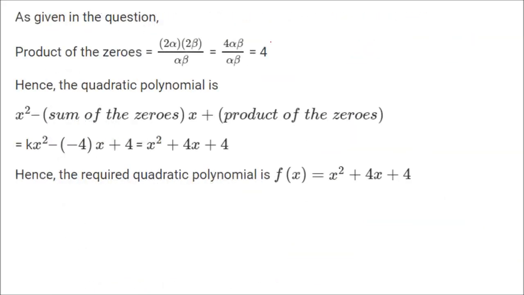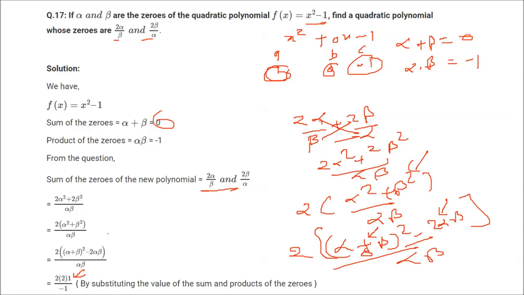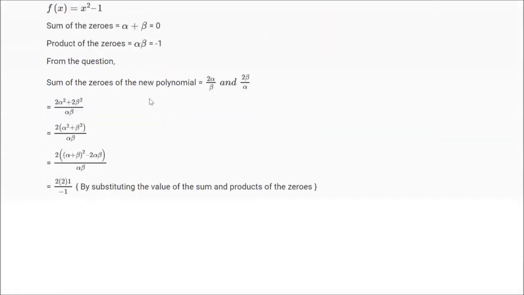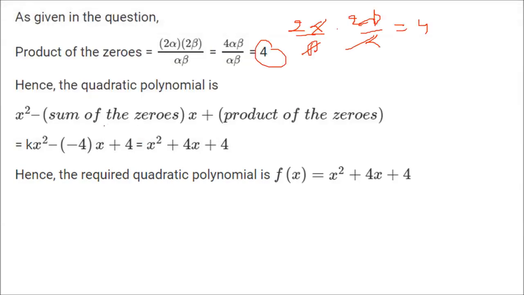Okay, now let us multiply. We have 2 alpha by beta and 2 beta by alpha. This gets cancelled, this gets cancelled, it is 4. So the product of zeros is 4 and the sum of zeros is this value, right? You get minus 4 here. So x square minus sum of zeros, this is minus 4, so put minus 4. The product of zeros is 4, so put a 4 here. This is your required equation.